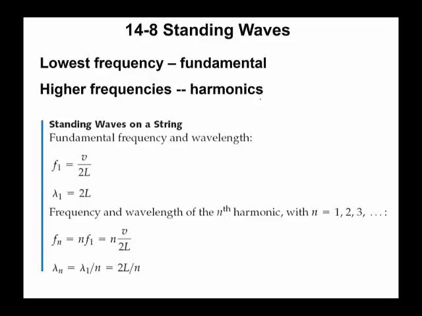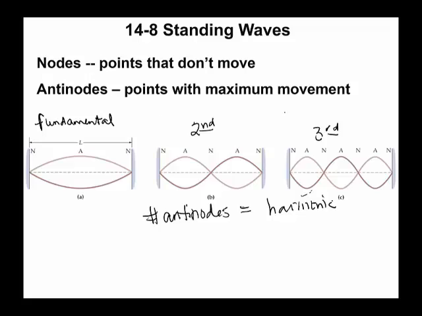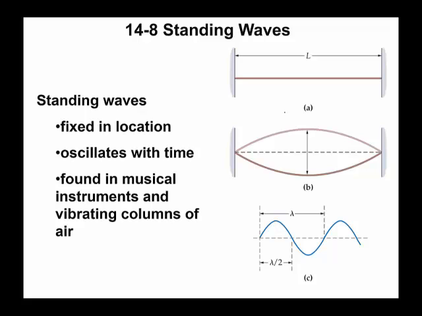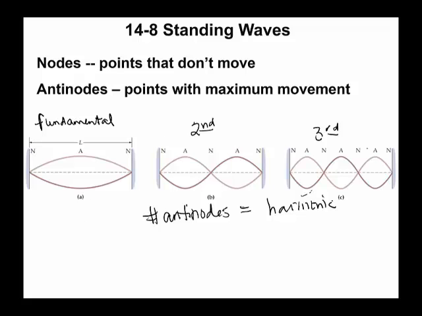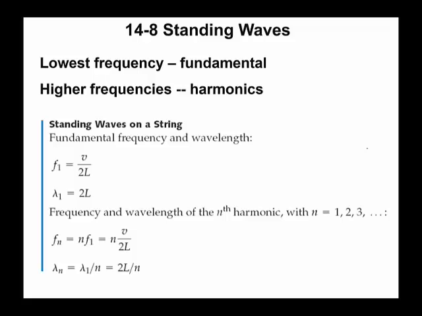And we said that for our fundamental, if we go back here, for one wavelength, it was going to have to be 2 times the length of my rope, since this is only half of a wavelength. So if I want to find my wavelength for the fundamental, it is 2 times the length of the rope. And since velocity is frequency times wavelength, then that means my frequency would be the velocity divided by 2 times the length of the rope.